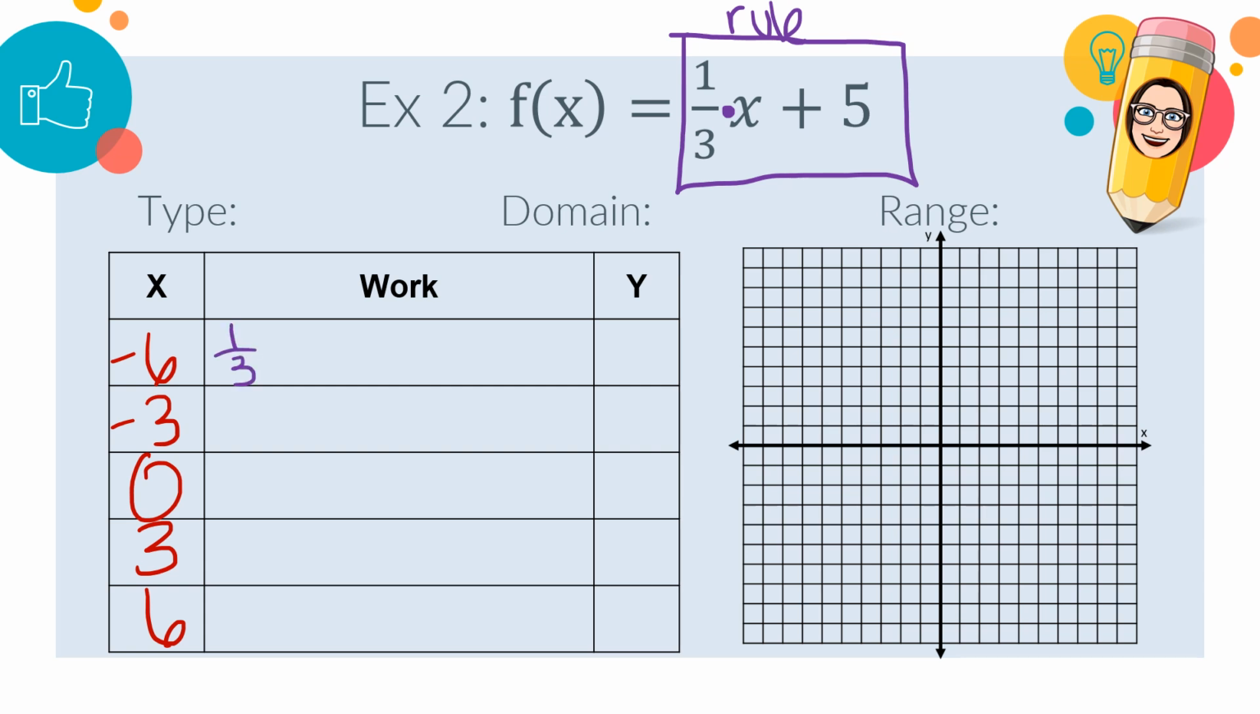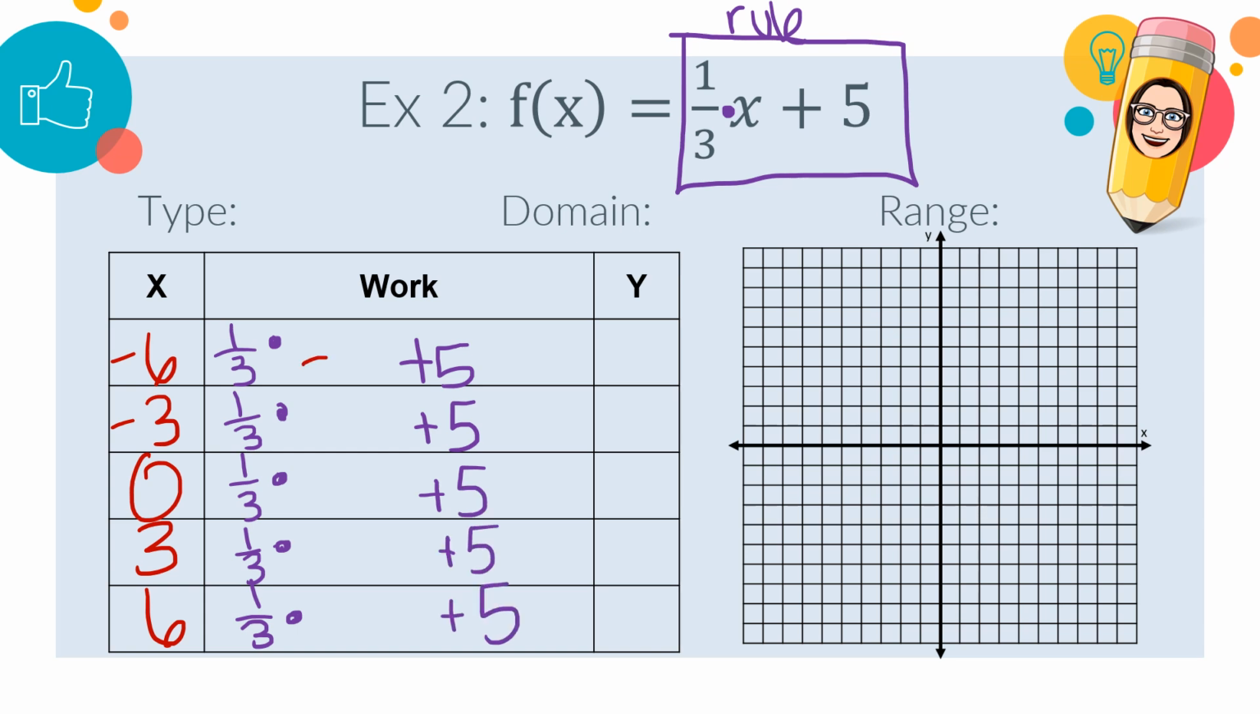All right, let's write our work 5 times. We're going to take 1/3, which is the same as dividing by 3, or use your calculator if you don't understand that. We're going to times it by our x value, and we're going to add 5. So instead of x, we're using these numbers.